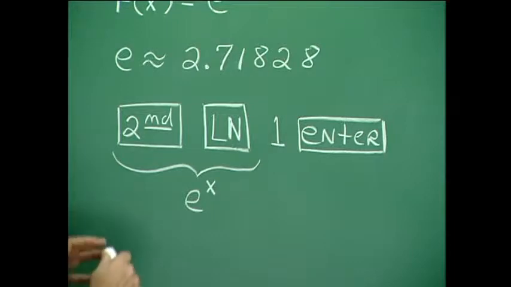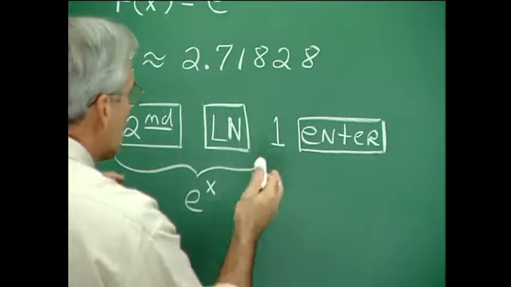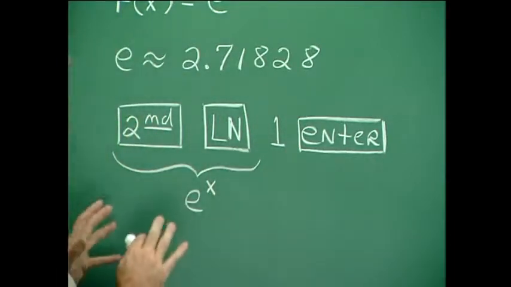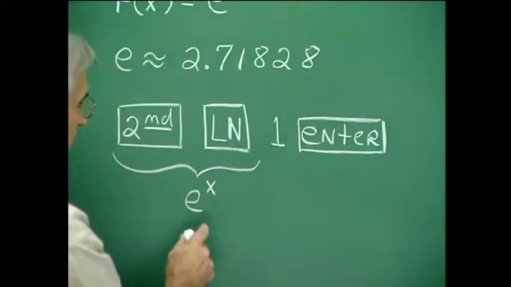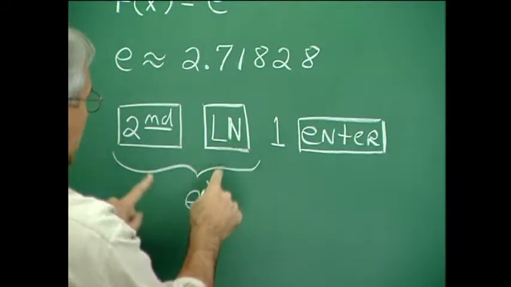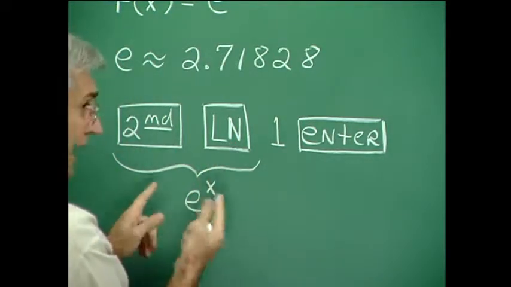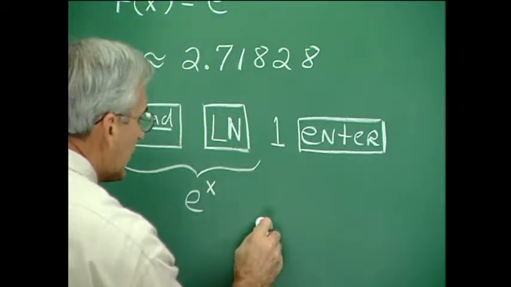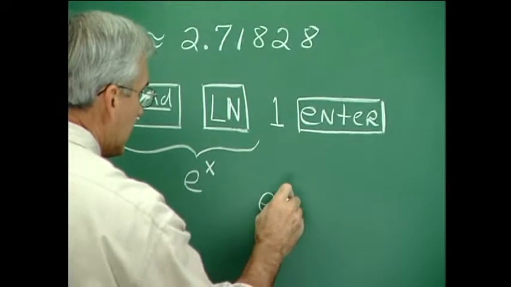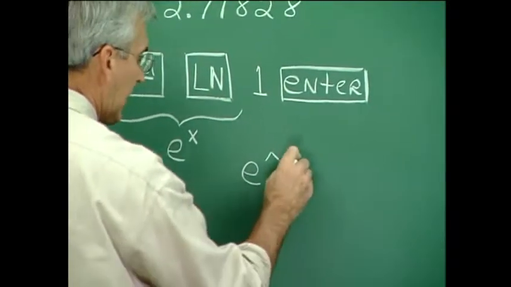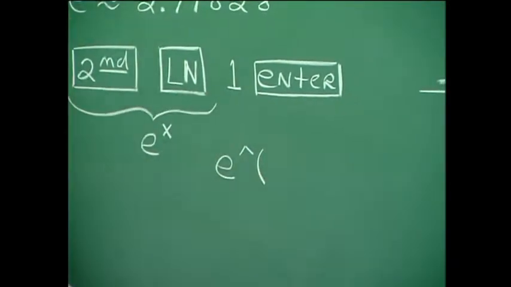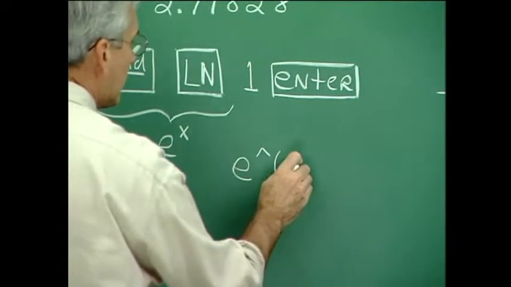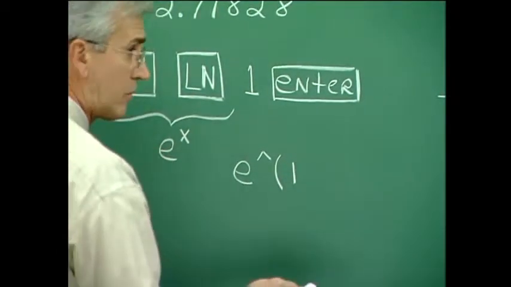Now, when you go through this process and you enter the 1, here's what you see on the calculator. When you press second ln, you are really accessing e to the x power. The calculator will display e and then the exponent indicator, and then it will open parenthesis for you. So all you have to do is enter a 1. You don't even need to close the parenthesis.